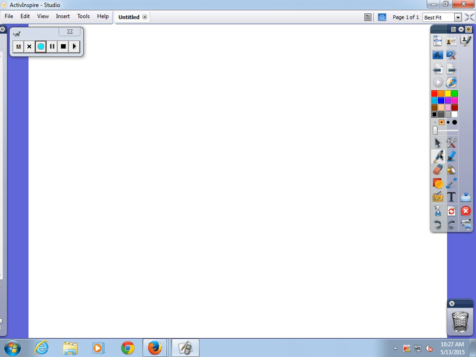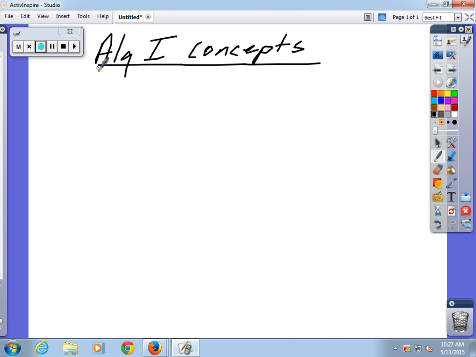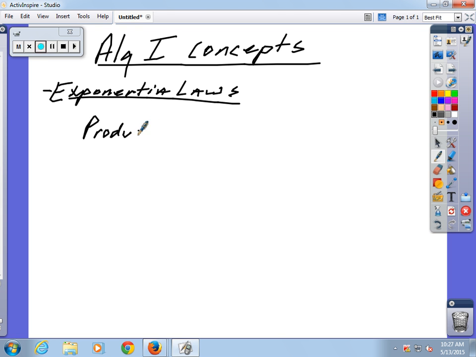All right, first of all, I want to go over a little bit of Algebra 1 concepts. I want to make sure everybody's on the same sheet of music. Some Algebra 1 concepts that we need to review. First of all, your exponential laws. And they are product rule. And that is x to the n times x to the m. And what do you do when you have the same base?